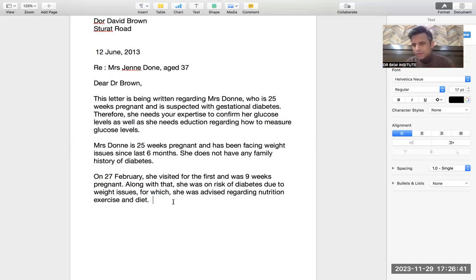Never use furthermore, moreover, never, never. Furthermore, moreover, we don't need it. So "for which" is a very nice connector. For which means therefore, she was advised to. So you can replace the word therefore with "for which she was advised".